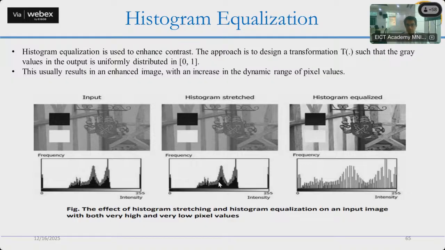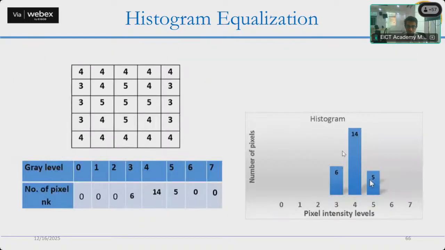As has been seen here, initially we see this diagram in the first image, then in the second image. When we stretch the histogram, sometimes it doesn't work, but when we see the equalization, what do you observe? All the values are not only widespread, but they are also equal in size. That's why we say that histogram equalization has enhanced the contrast.